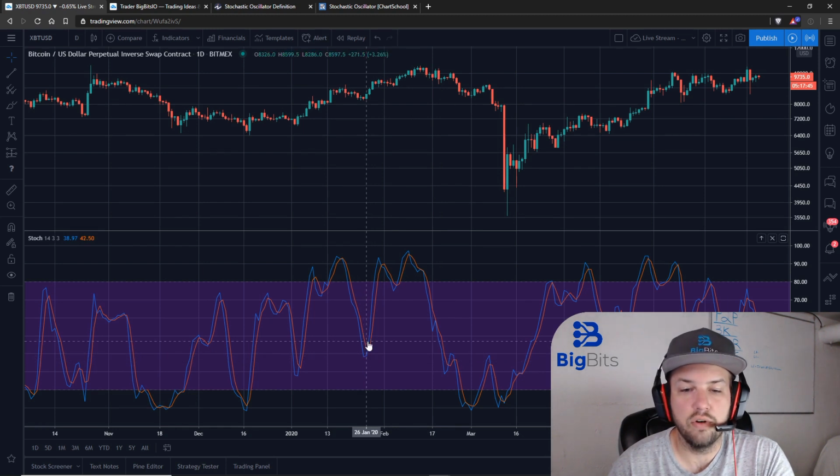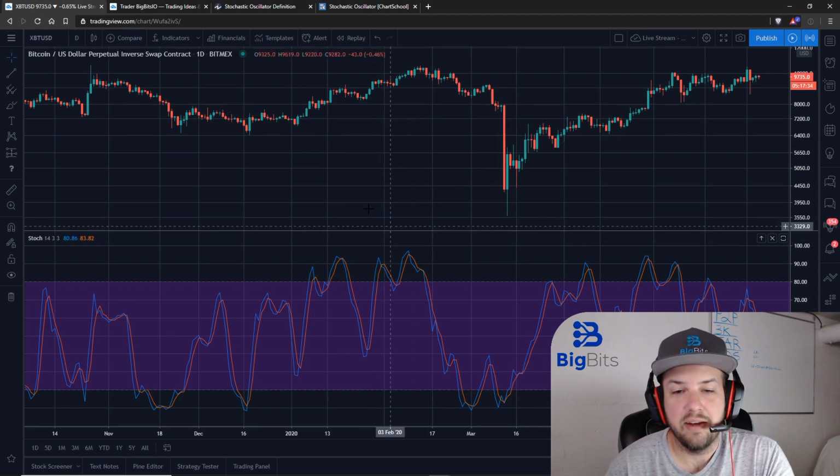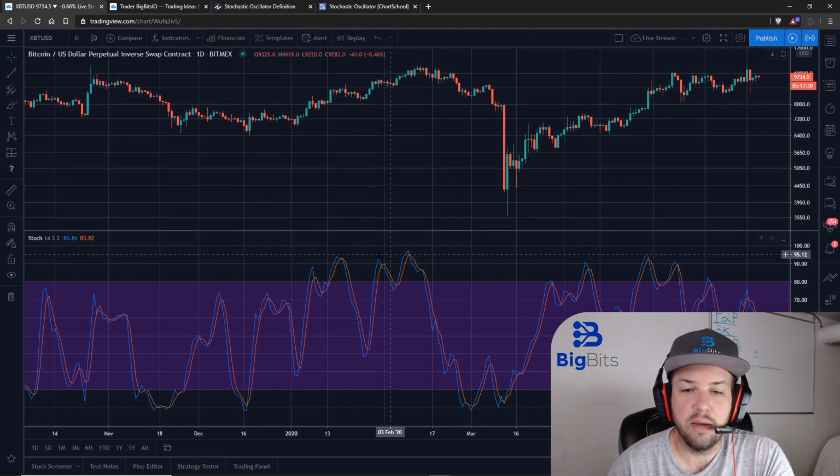If the K were to cross over the D, then that would represent a potentially bullish change, and you would maybe at that point expect the trend to change upwards. So that is also something to keep in mind. Not only that, but we've also already talked about the overbought and the oversold levels as well.